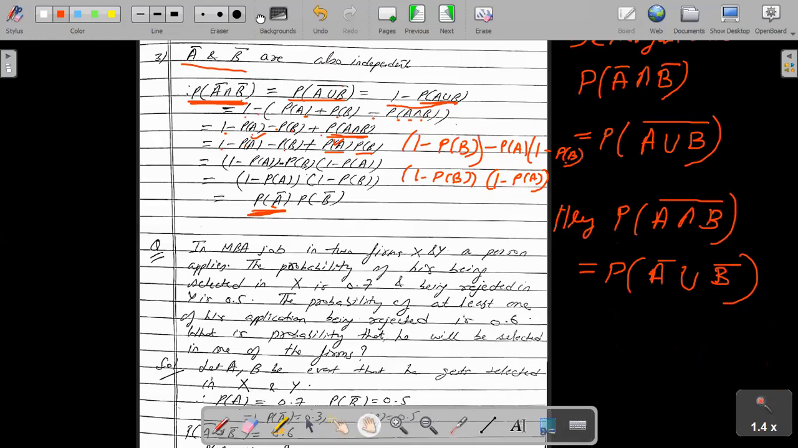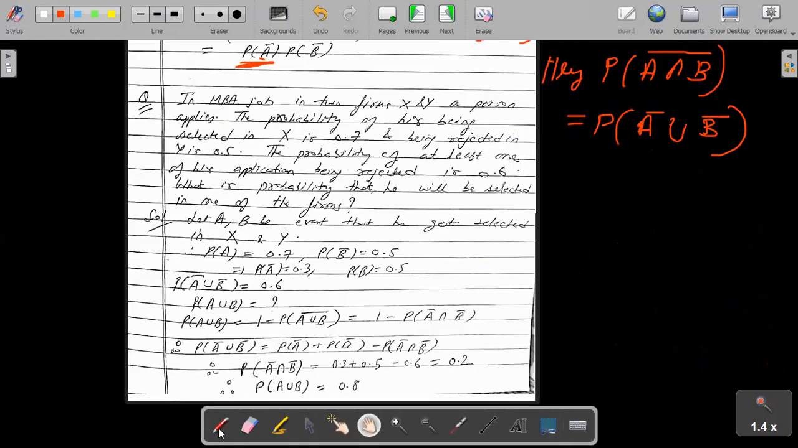So before I stop, although मैंने ये क्वेश्चन, so ऐसे इसके बेसिस पे क्वेश्चंस आ जाते हैं, right? So this is one of the questions from your book. So if in an MBA job in two firms X and Y, so there are two firms X and Y, a person applies. The probability of his being selected in X, तो एक दो फर्म्स है X और Y, दोनों में एक पर्सन अप्लाई करता है, तो उसकी जो प्रोबेबिलिटी है कि वो x में सिलेक्ट हो जाए दैट इज 0.7.